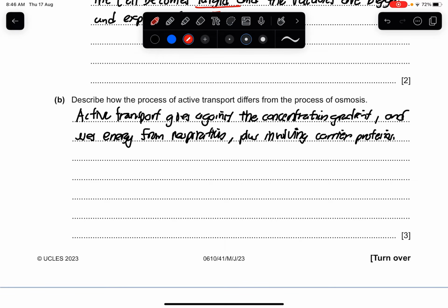Question 2b. Describe how the process of active transport differs from the process of osmosis. So this is basically what is active transport and what is the difference between it. Active transport goes against the concentration gradient and it uses energy from respiration. At times, it also involves the use of carrier proteins. This is also one important thing that we have to know, is that active transport not only uses energy from respiration, but also uses carrier proteins, because proteins are mostly involved inside all cells' daily movements, because 50% of the dry mass of any cell is made out of protein. So that is your answer.